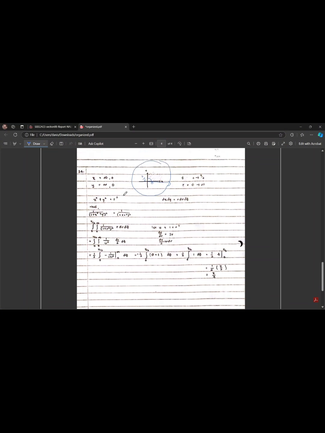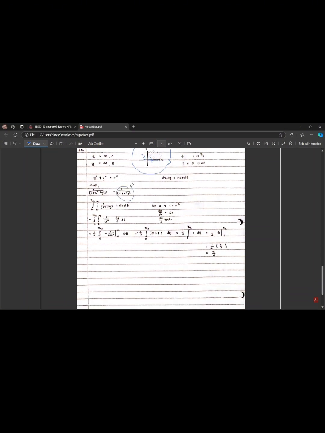And then this equation, we have to change it to the polar form. So we get 1 over 1 plus r squared, and the dy dx is equal to r dr d theta. Then we do the integration. For the first one, we get negative 1 over 1 plus r squared with the limit of infinity and 0. We substitute and we get negative 1.